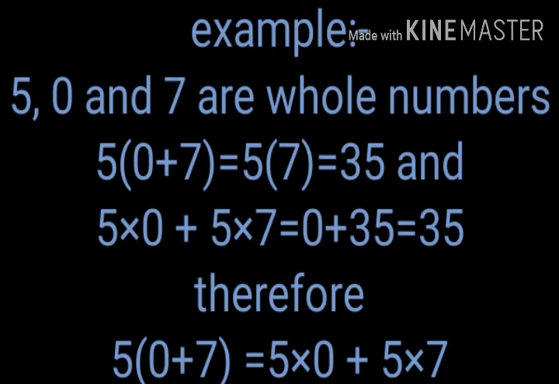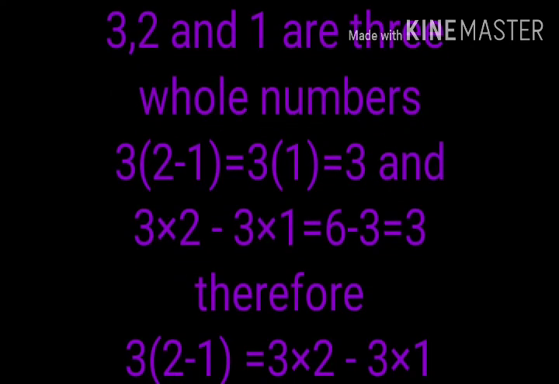Next example, 5, 0 and 7 are three whole numbers. 5 into (0 plus 7) equals 5 into 7, that equals 35. And also 5 into 0 plus 5 into 7 is 0 plus 35, that equals 35. Therefore, 5 into (0 plus 7) equals 5 into 0 plus 5 into 7. This is an example of the distributive property of multiplication over addition.